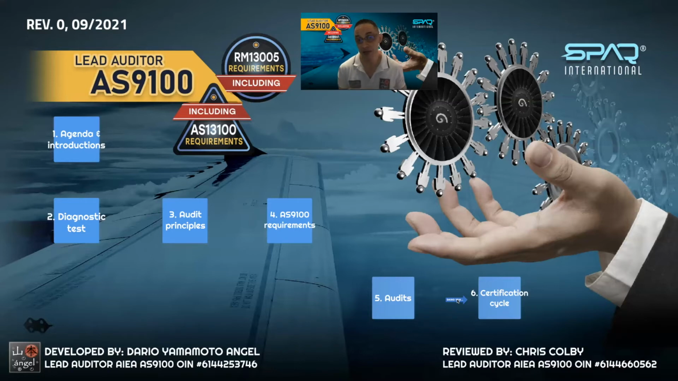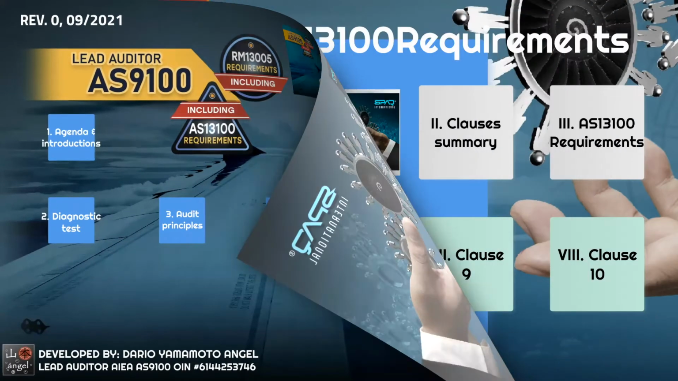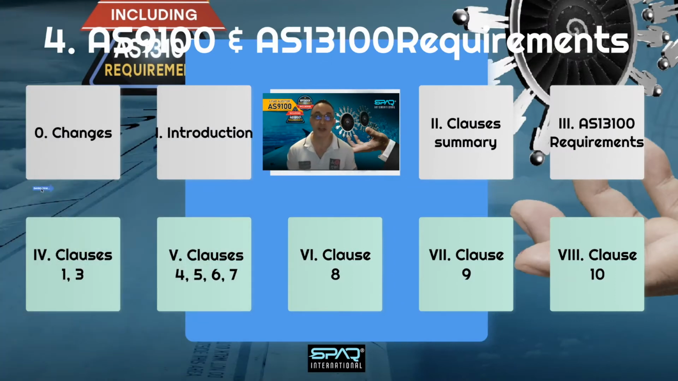Now, how that works. All these topics are covered by the Lead Auditor course. If you are taking the Internal Auditor course, the only topic that is not included is topic number 6. Now, let me show you what the contents of the AS9100 requirements are. Here are the topics that we would be covering under topic number 4.